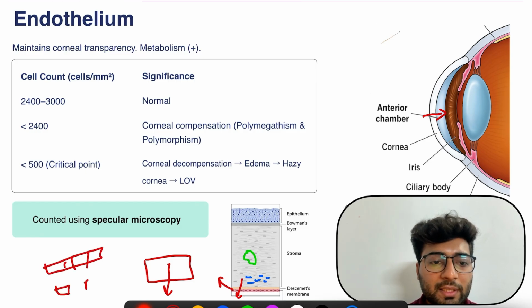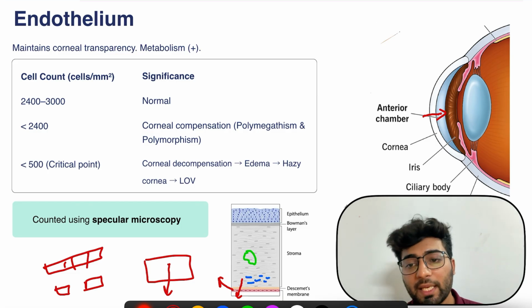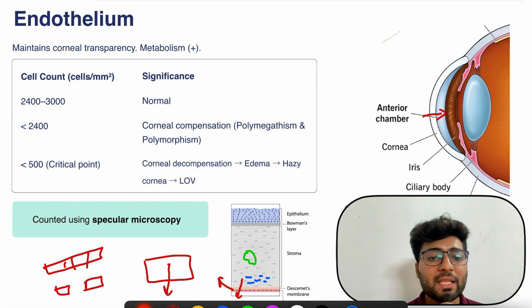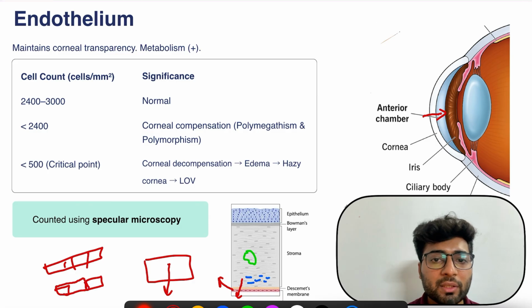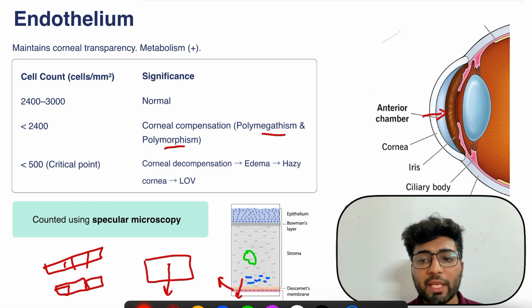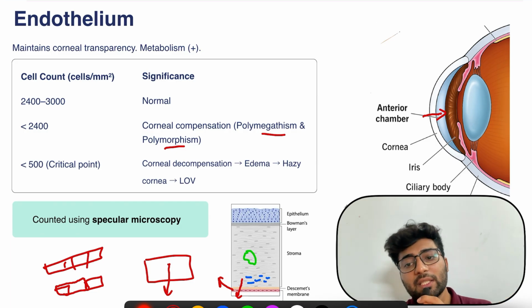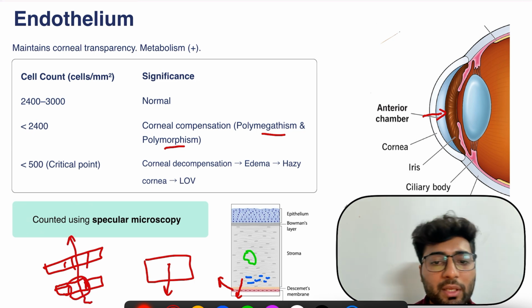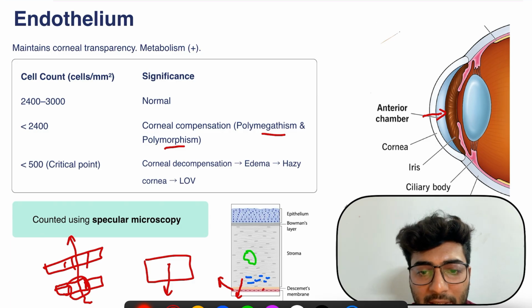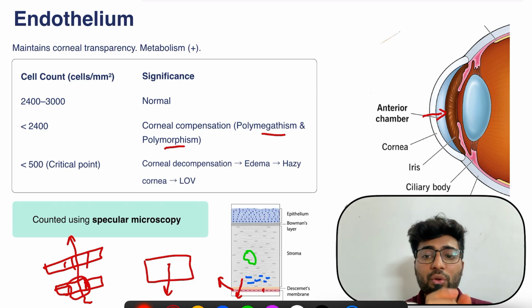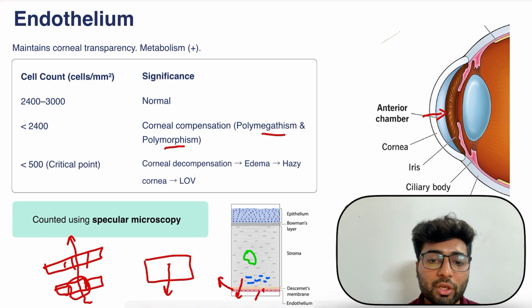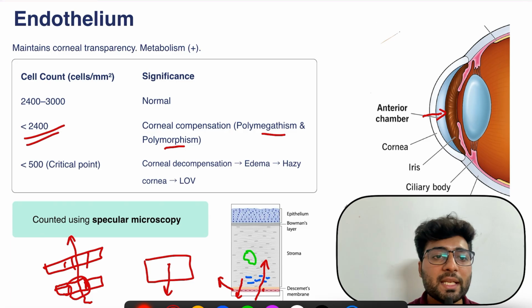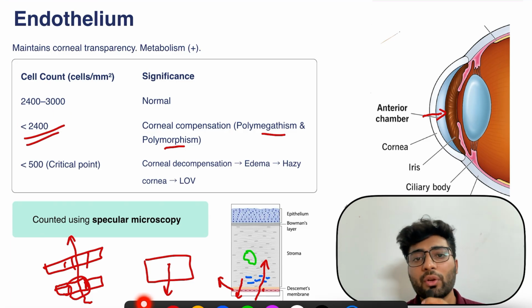But when the cells decrease, and we know that it is a single layer, then between these two cells there is no cell because it has degenerated. Now either this cell has to increase its size, which is polymegathism, or change its shape, which is polymorphism, so that it can fill this gap and there is no water leaking. Let's say there is cell injury. Now if the surrounding cells don't change their size or shape, water will come inside the stroma. So whenever the cell count decreases below 2400, there will be polymegathism and polymorphism.